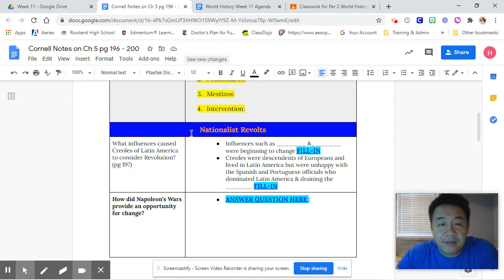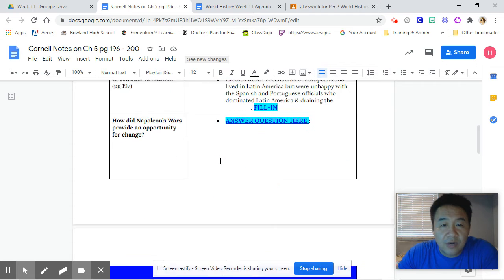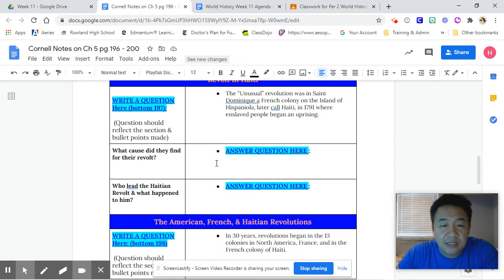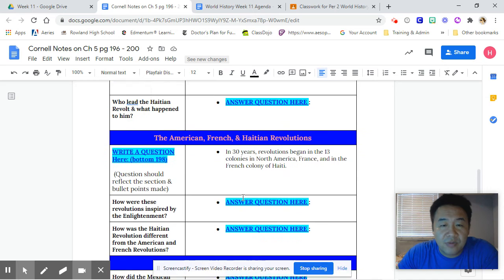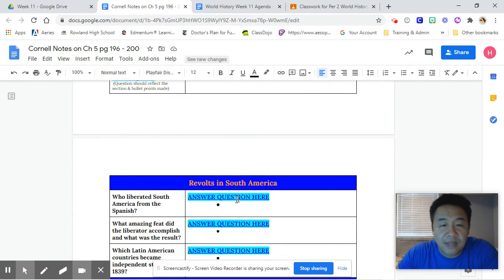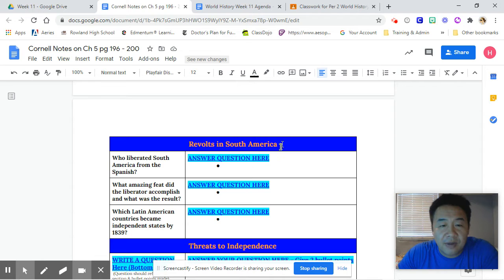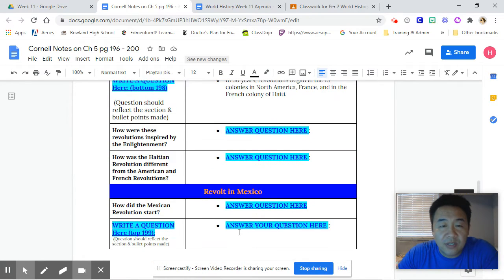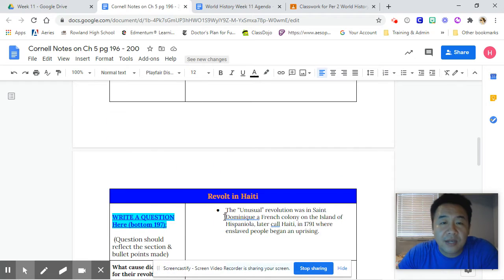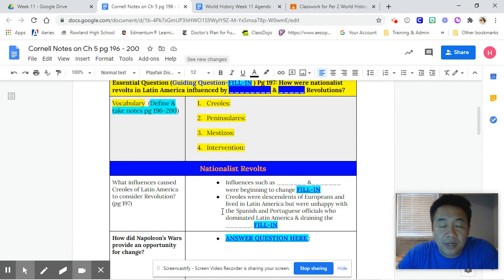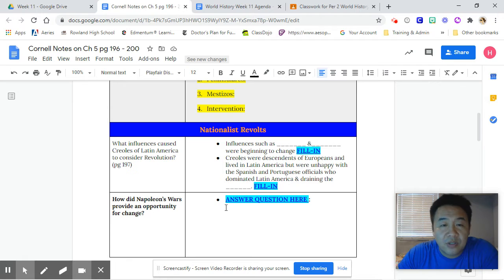Okay. So each section of your notes is divided into headings. And so we have the national revolts, we have revolt of Haiti, we have the American, French and Haitian revolutions, revolt in Mexico, and then finally revolt in South America, and then threats to independence. So these are all broken up into headings in your book. And that's generally how you want to start Cornell notes. You want to start with headings, and then on the left-hand side, you write questions that are going to talk about your notes and information you'll be taking down.